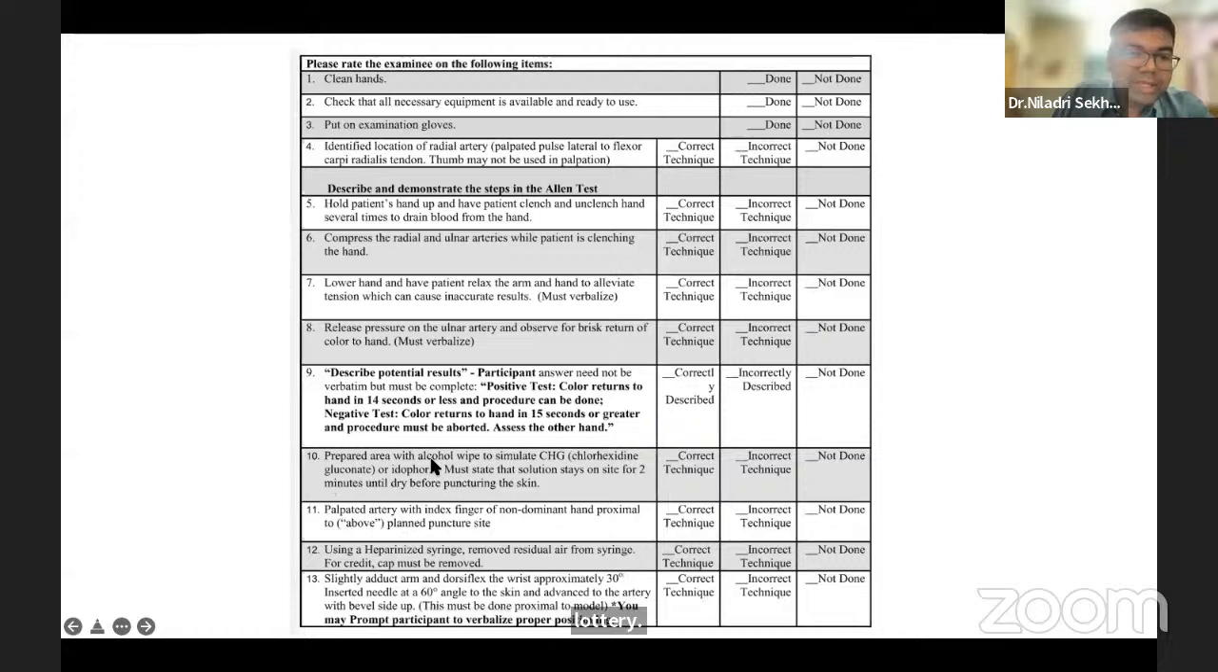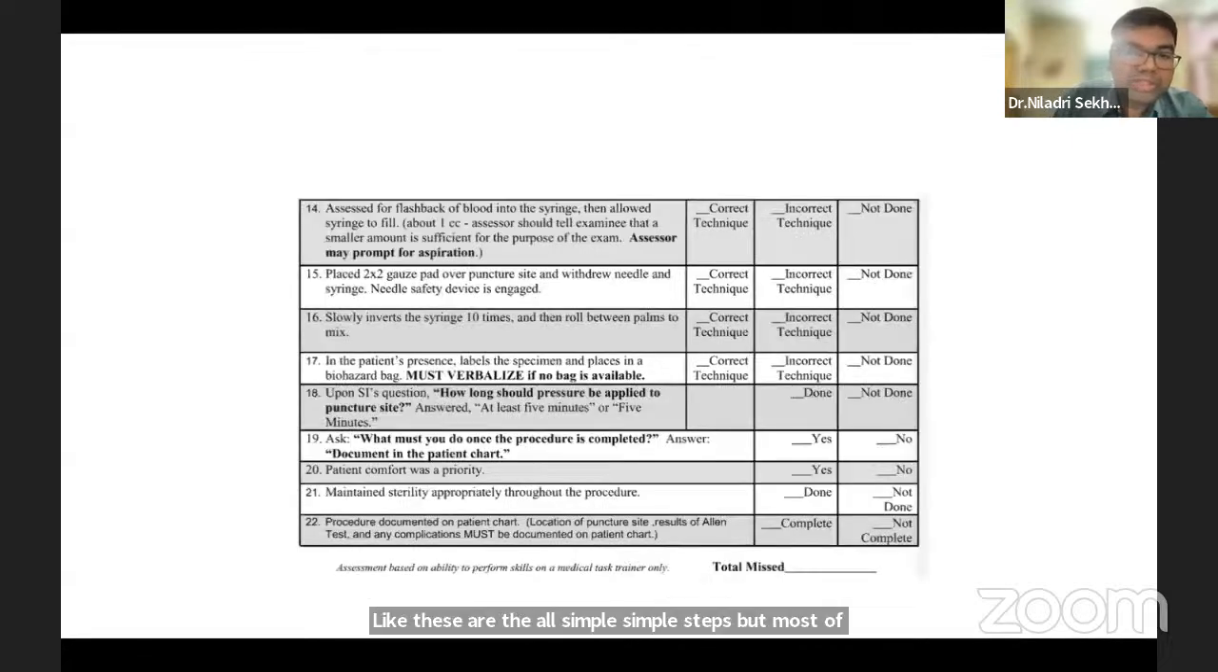Next, how will you prepare the area? Prepare the area with an alcohol wipe so that you won't miss any step. Use a heparinized syringe. Remove residual air from the syringe. The cap must be removed. Slightly abduct the arm, dorsiflex the wrist approximately 30 degrees, and insert the needle. These are all simple steps, but most of the time during an emergency we might forget. So it is better to put a checklist in your emergency department or ICU and try to follow the steps.